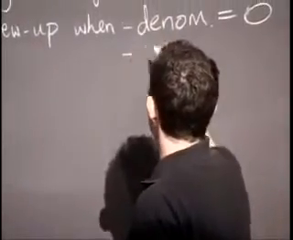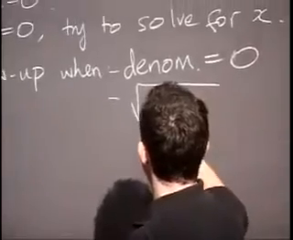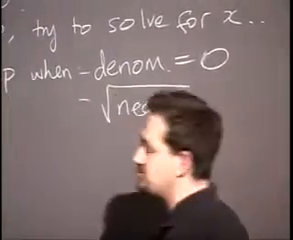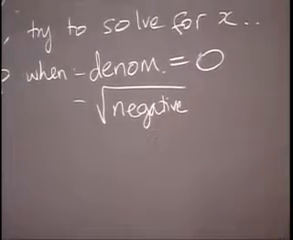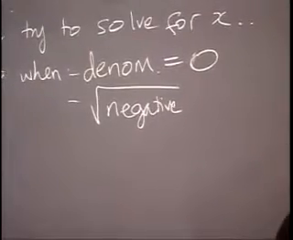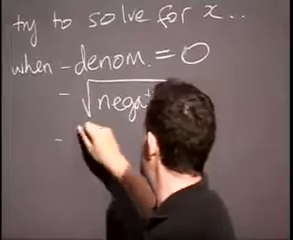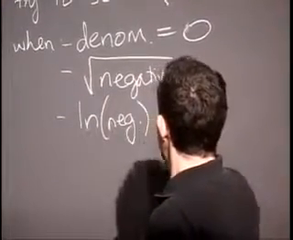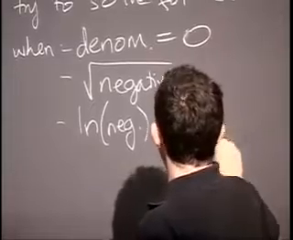Also, you cannot take the square root of a negative number. That's bad. That will certainly cause a point not to be in the domain. The other common possibility is that you can't take the logarithm of a negative number or even the log of 0.